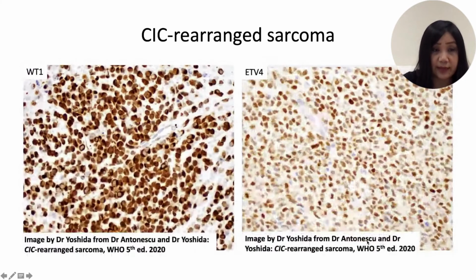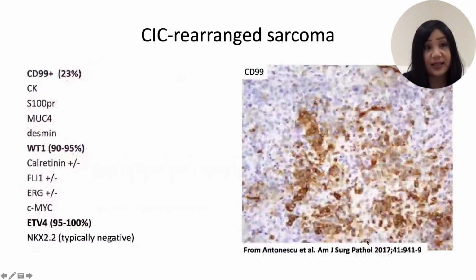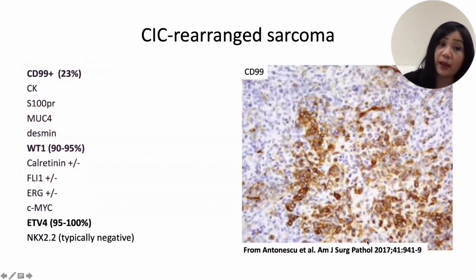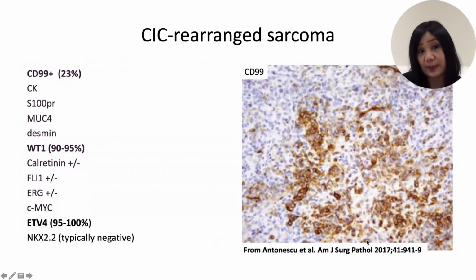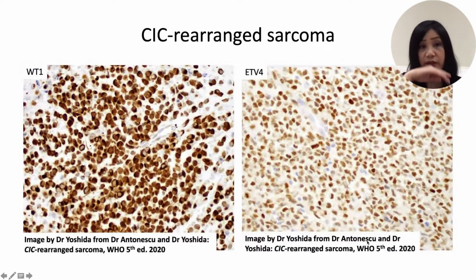There can also be variable cytokeratin, S100 protein, desmin expression, although not myogenin, and even variable FLI1 and ERG, but again, we do not expect diffuse and strong nuclear FLI1 or ERG. NKX2.2 is typically negative, and relatively useful markers are the diffuse and strong nuclear expression of WT1, seen in up to about 90% of cases, and strong nuclear expression of ETV4, again seen in a similar proportion of cases.